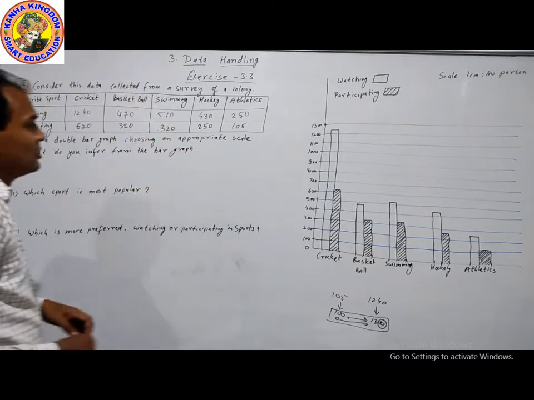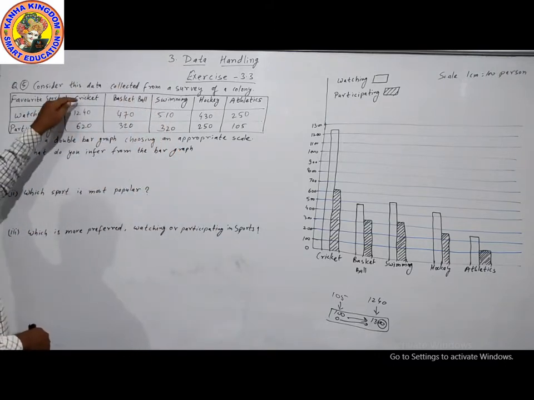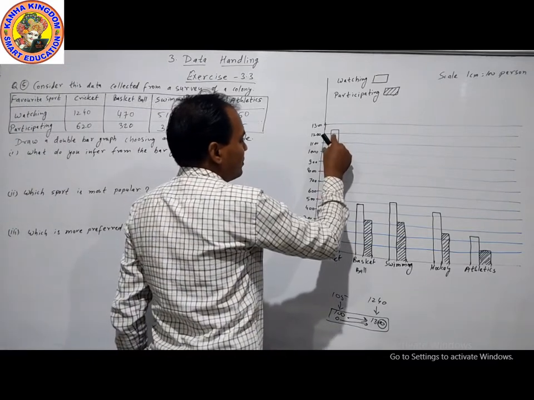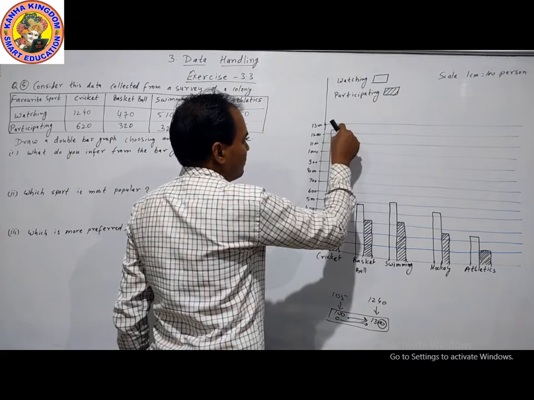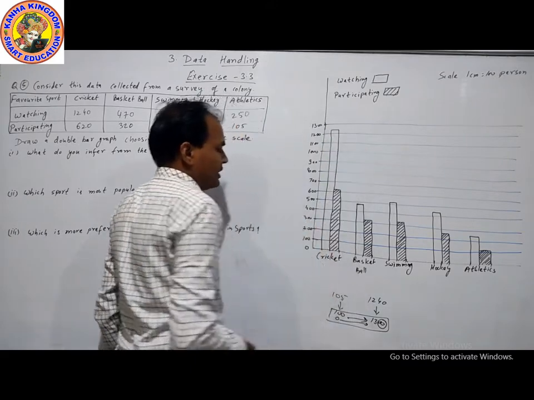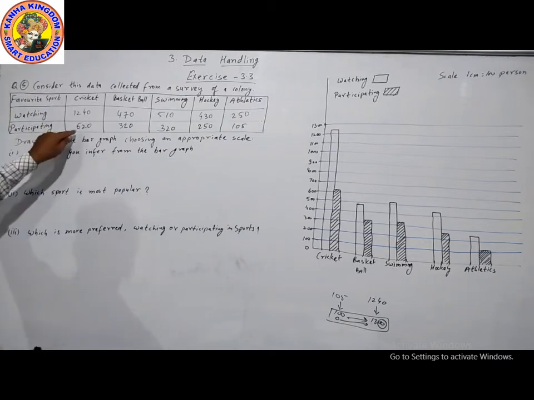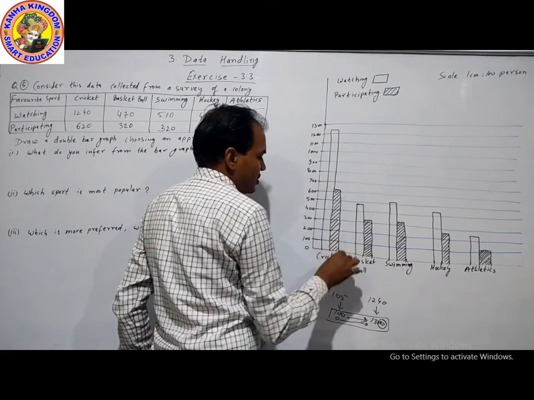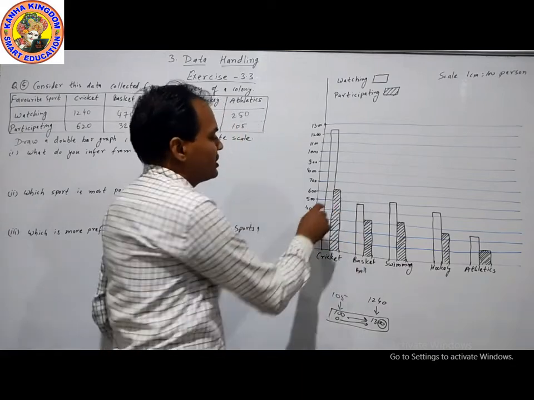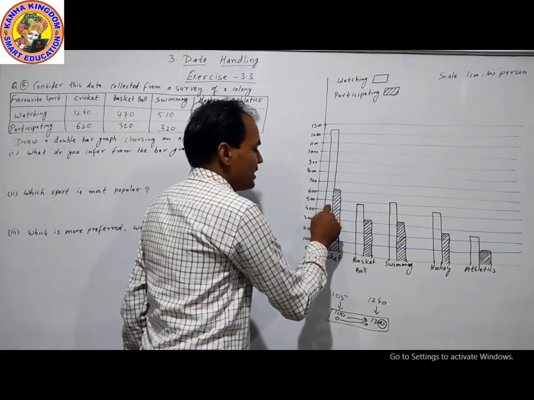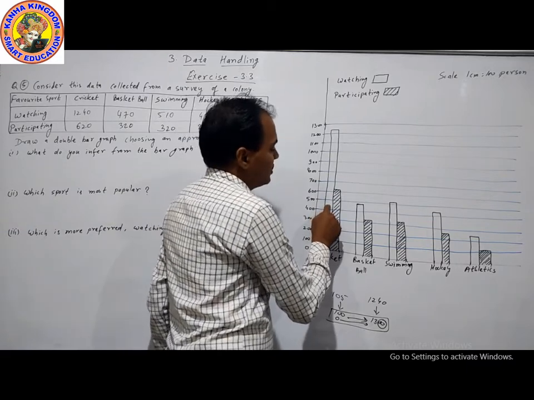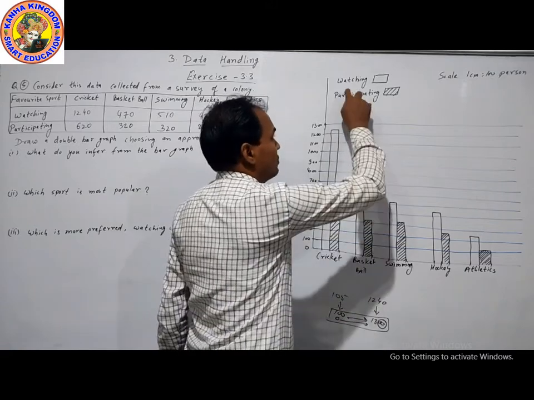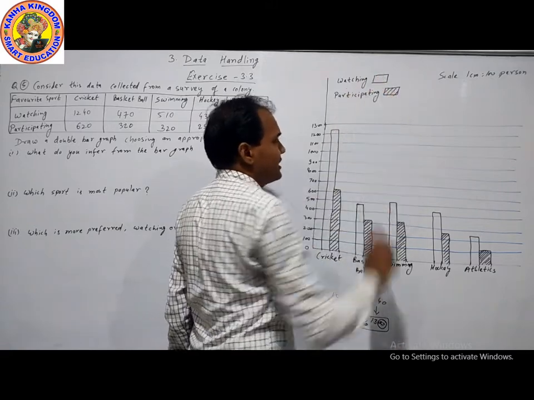Now watching cricket is 1240. Here is 1200 and above here is 1240. Participating cricket is 620. Here is 600, and we will take 620. This is our double bar. The first bar will be a blank bar and the second bar will be a lined bar. So watching is the blank bar, participating is the lined bar.